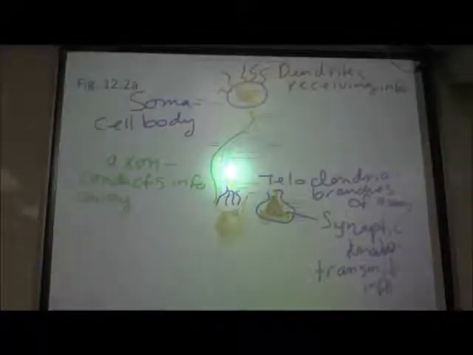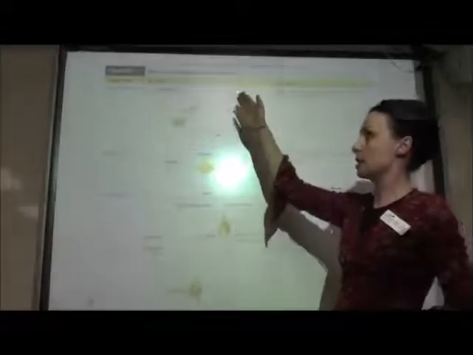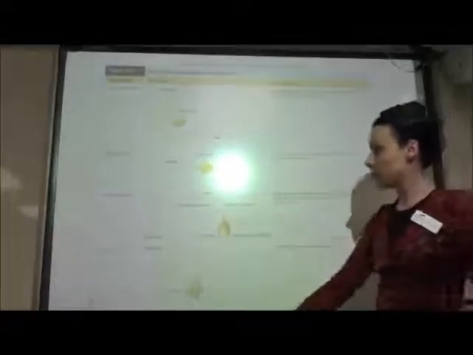So those are all of the parts of a neuron. We have different types of neurons in the body, and again, we can classify them based on structure or based on function. So we'll start by looking at their structural classification. The most numerous types of neurons that we have in the body are multipolar neurons.